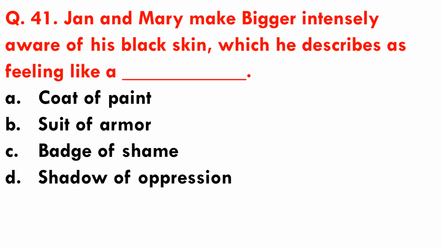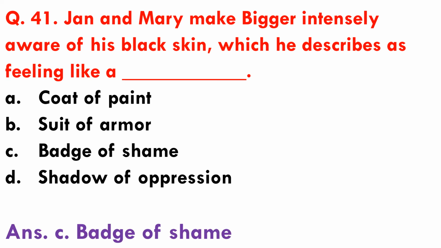Question number 41. Jan and Mary make Bigger intensely aware of his black skin, which he describes as feeling like a dash. Options are A. Coat of paint, B. Suit of armor, C. Badge of shame, and D. Shadow of oppression. So here the correct answer is badge of shame. Option C is the correct answer.